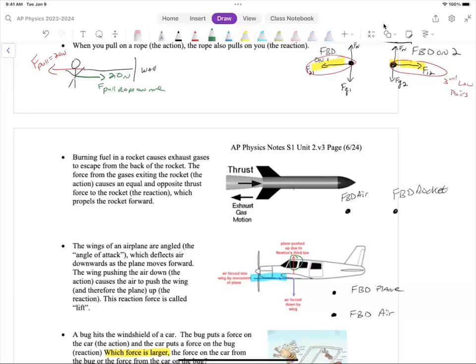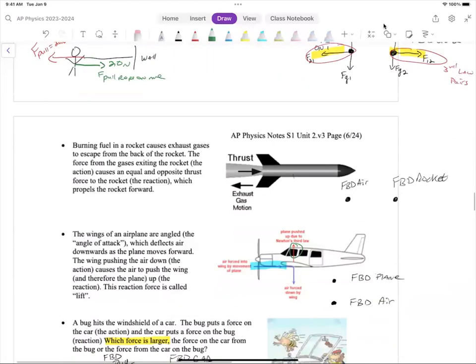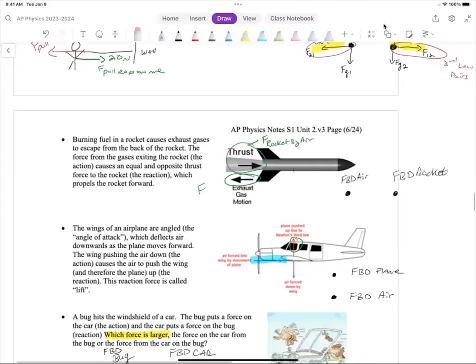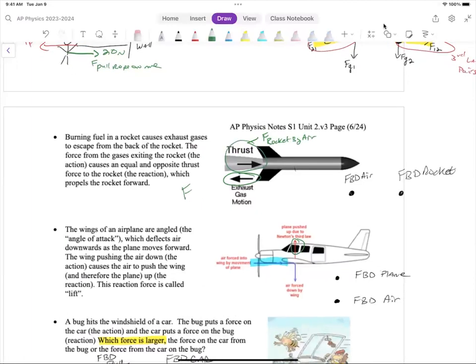So this thrust is what they're calling. Thrust is actually the force on the rocket by the air. This force is the force of the rocket gases, excuse me, the force from the gases on the air.